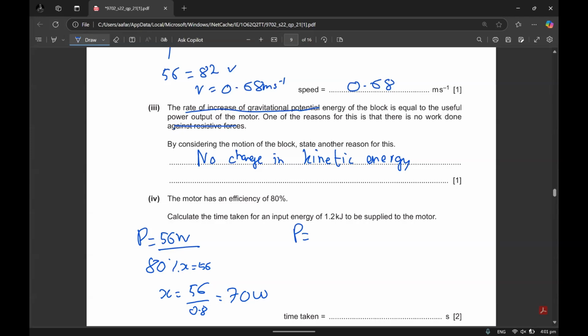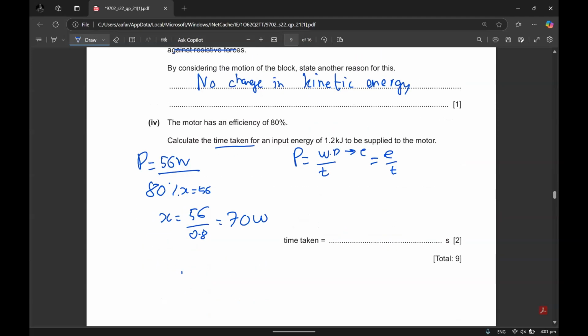We also know that power is equal to energy over time, since work done is basically energy. So they've asked for the time taken for input energy 1.2 kilojoules. So time becomes energy over power. Energy they're asking for 1.2 kilojoules, that's 1200 joules, divided by power, which is 70. Hence we get 17 seconds. 1200 divided by 70 is 17.14, but we need to take it to two significant figures.